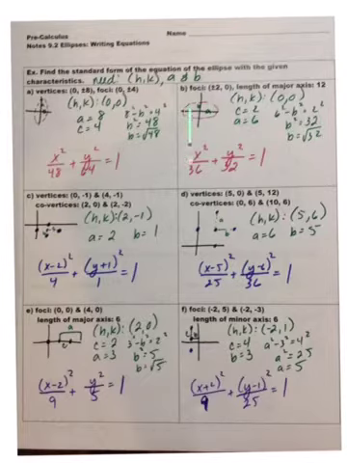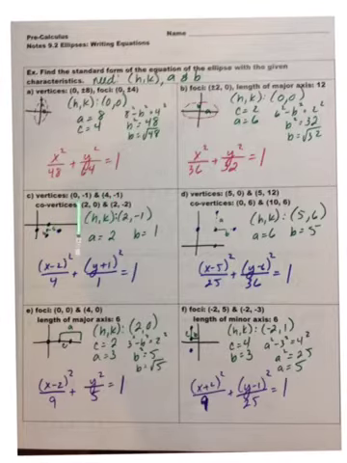Since the focus points went left and right, that means the vertices also go left and right. So the larger number has to be underneath the x. And our center is 0, 0, so x minus 0, y minus 0. So again, we just have x squared and y squared. A is 6, so underneath the x, we have 6 squared, which is 36. B is the square root of 32, so underneath the y, we have the square root of 32 squared, which is 32.